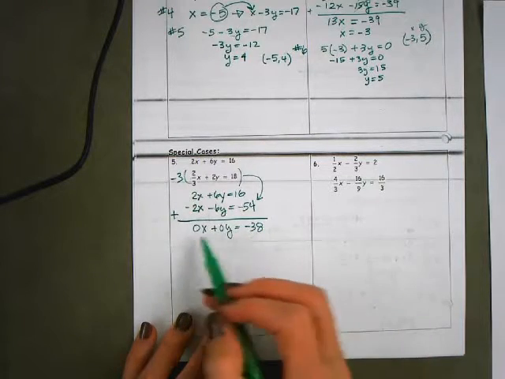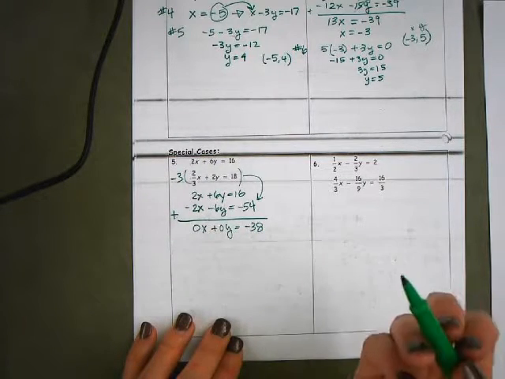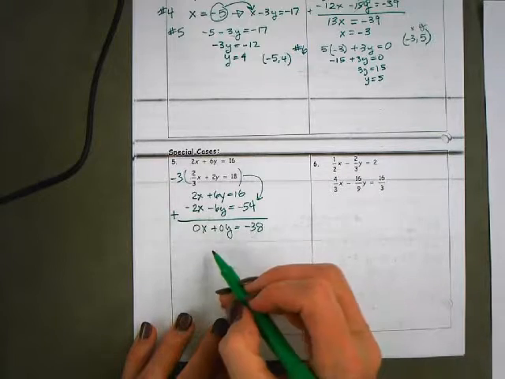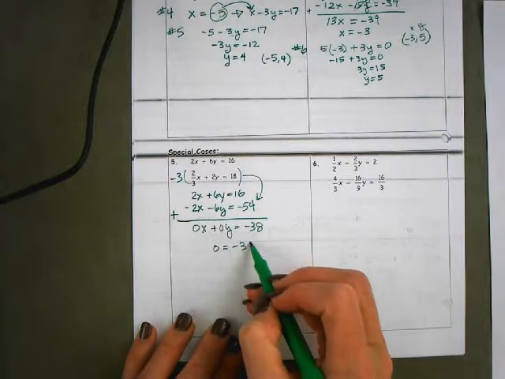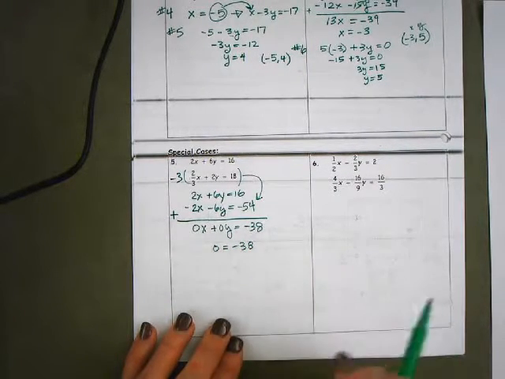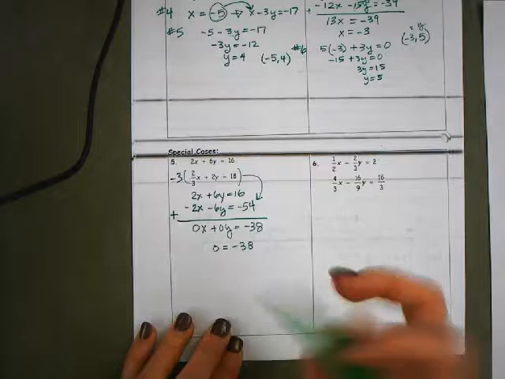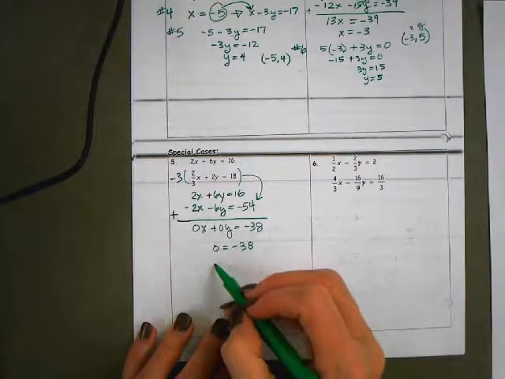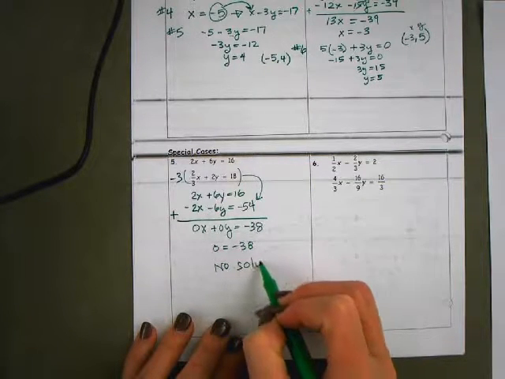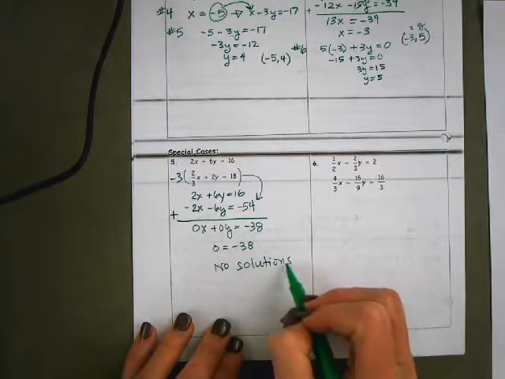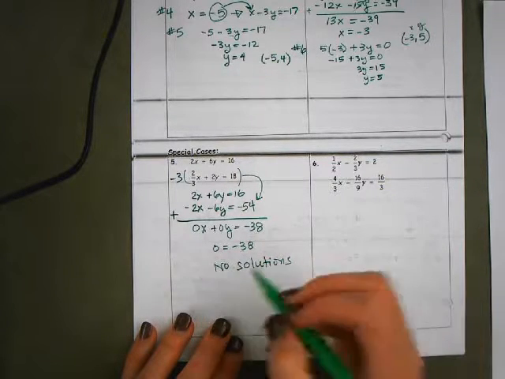So what's funky about that is I don't have a variable to solve for anymore, do I? No. Okay, so this becomes 0 equals a negative 38. Is that possible? No, it is not. So remember how we have three conditions? It's one point, it's no solution, or it's all or infinite solutions? Which one of those three do you think this falls under? No solution. So what does that tell you about the two lines? They never cross. They never cross because they are parallel.